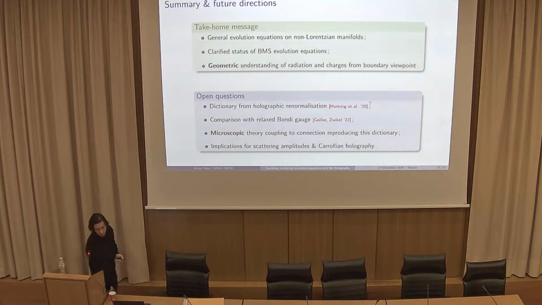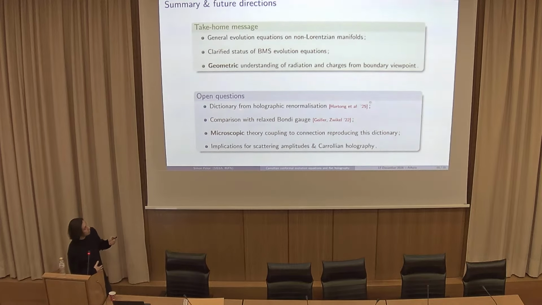So let me make an outlook. What we did was to understand general evolution equations on non-Lorentzian manifolds, generalizing the work of Duval and Künzle to the Carrollian case. This allowed us to clarify the status of these gravitational BMS evolution equations from the point of view of the boundary. And by doing that, we gain a geometric understanding of what is radiation and what are the charges. Now, of course, there are still a lot of open questions.